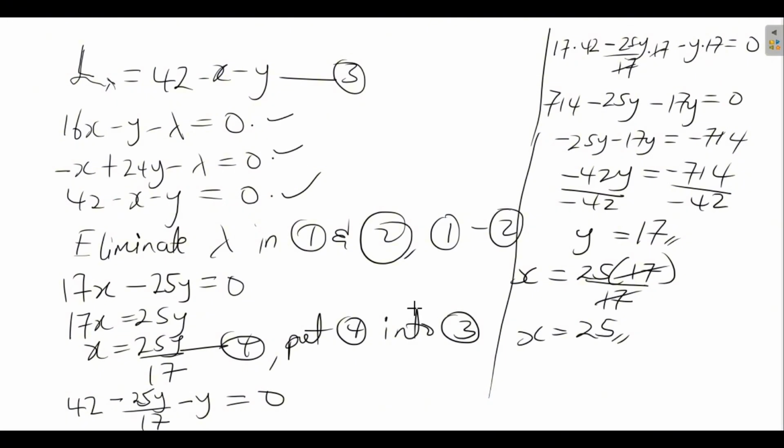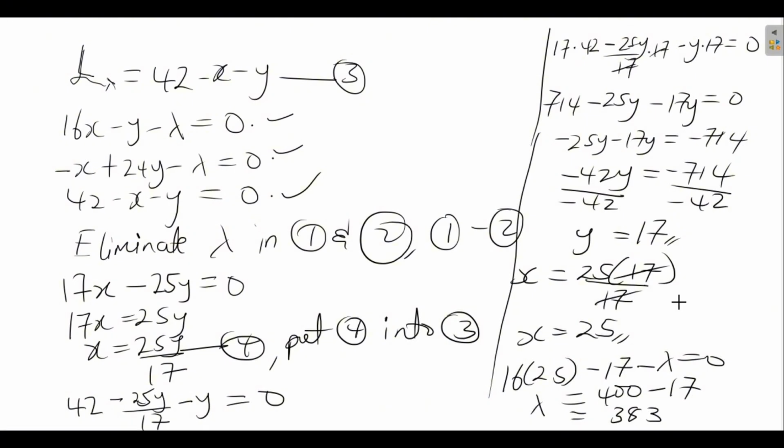Now let's pick the first equation so that we can get rid of these negatives. In doing that, we're going to have 16x, and don't forget that our x is already 25. So we just substitute it there. Now what is y? Our y is 17. So negative 17 minus lambda is equal to 0. Of course, here we move lambda to the other side. We are going to get lambda equal to 16 times 25, which is 400, minus 17. And the final answer is going to be 383.